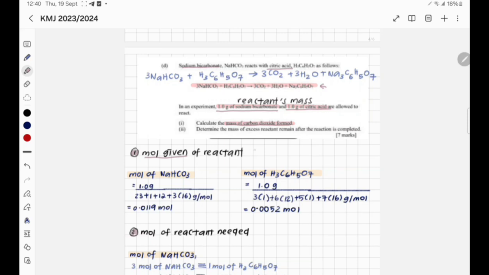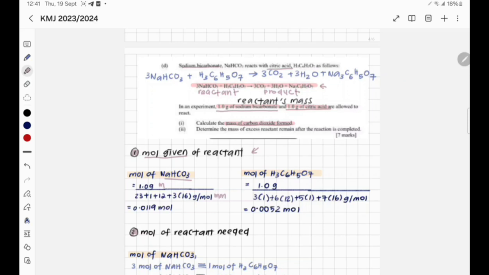So first, kita tengok mole given of reactant. So in this calculation, product ni is known as product and before the arrow is reactant. So hanya reactant je terlibat in this calculation. So first, carilah mole of NaHCO3. So kalau nak cari mole, mass over molar mass.